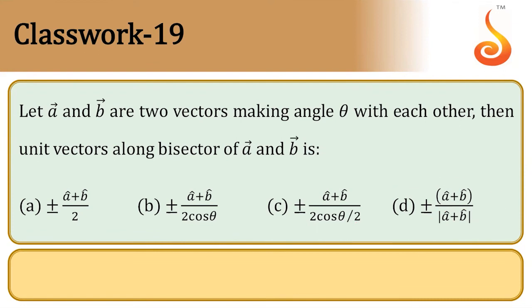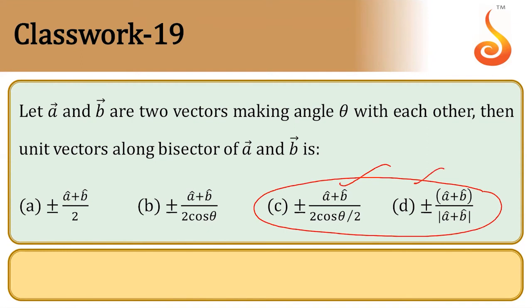This is the internal angle bisector. For the external angle bisector, the minus comes here. This one is for the internal angle bisector. Both are correct only, because the modulus of A cap plus B cap is nothing but 2 cos theta by 2. So this is correct. Both are correct.